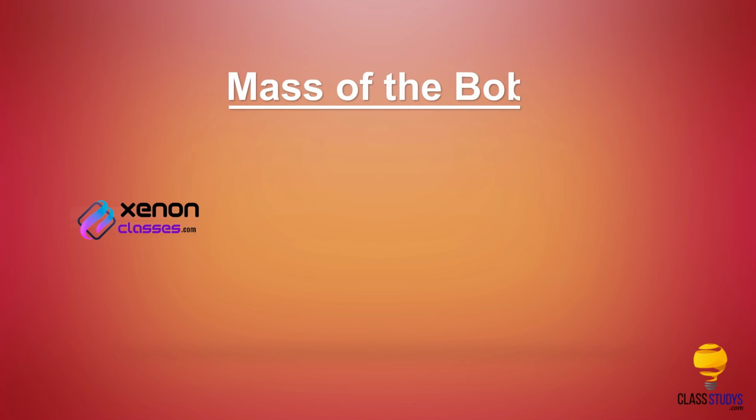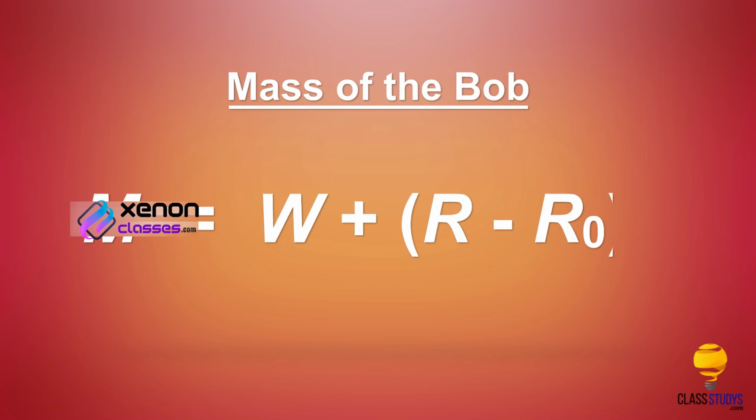The correct mass of the bob can be calculated using the relation m is equal to W plus (R minus R0) into S.